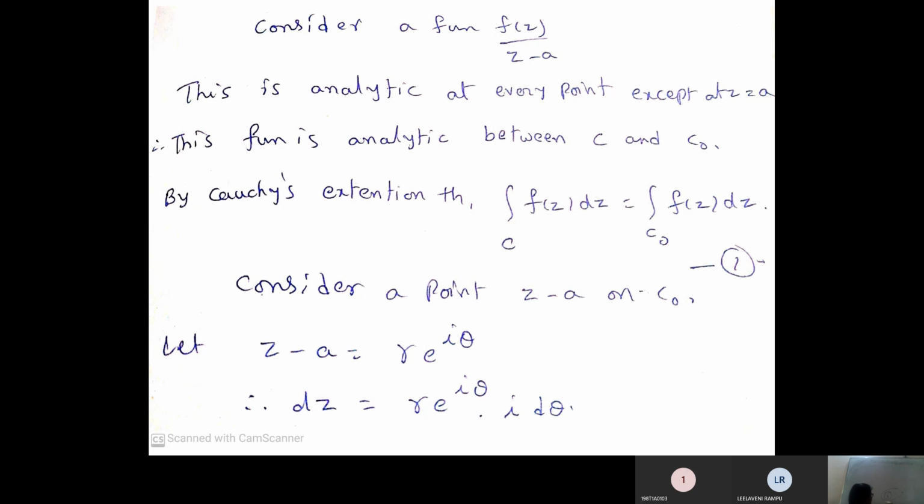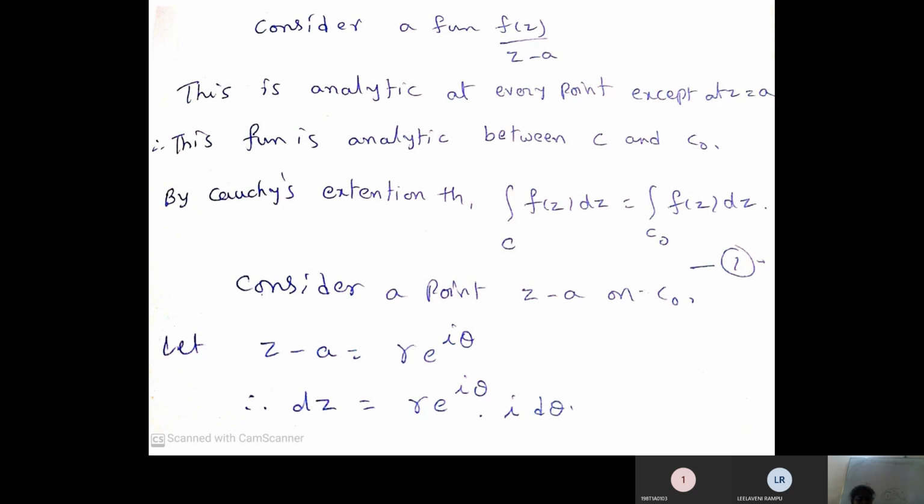F of z by z minus a is not analytic at z equal to a, but it is analytic at every other point. That means it is analytic in the region R between C and C naught. So using the extension theorem, the integral over C of f of z by z minus a.